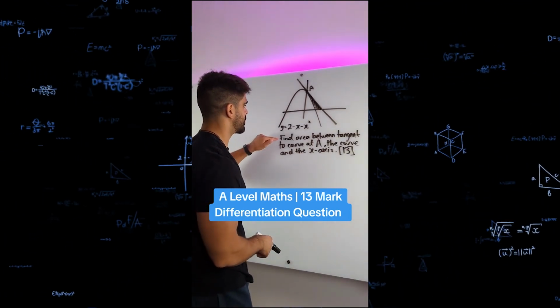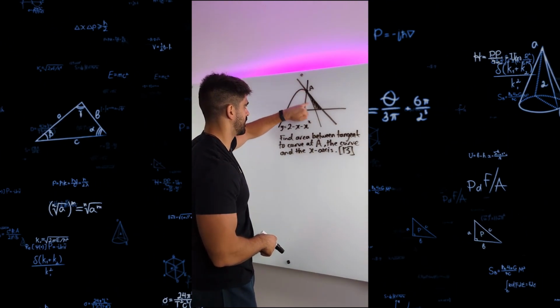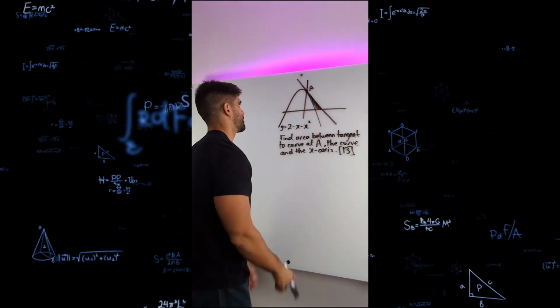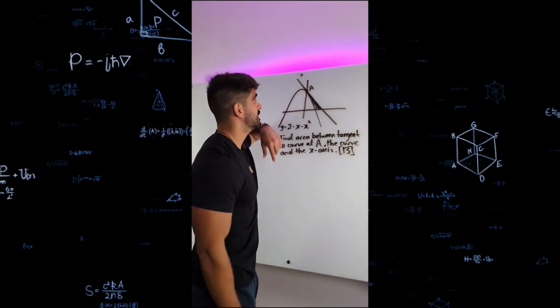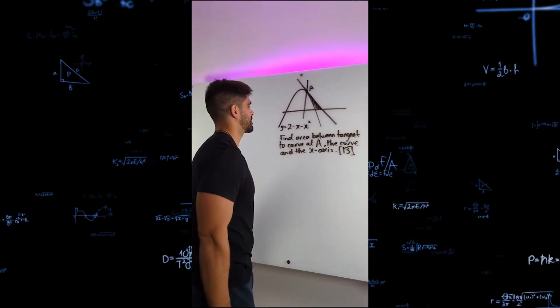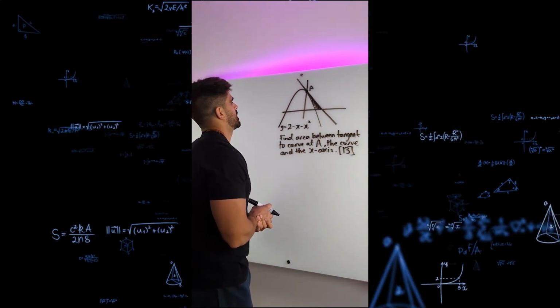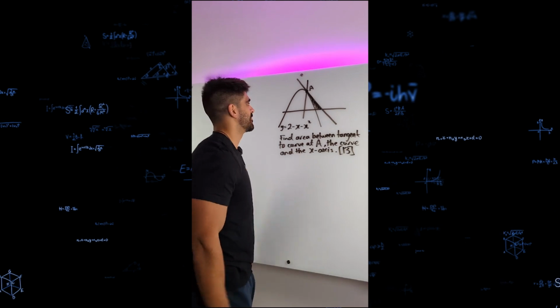So, find the area between the tangent to the curve at A, the curve itself, and the x-axis. Now, they did say in the question that A is where the curve crosses the y-axis. So the first thing we're going to obviously want to do here is, well, actually, there's a lot of things going on.